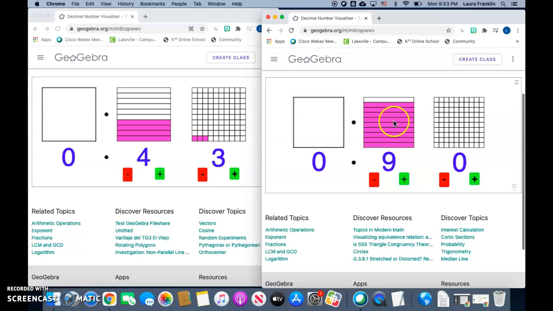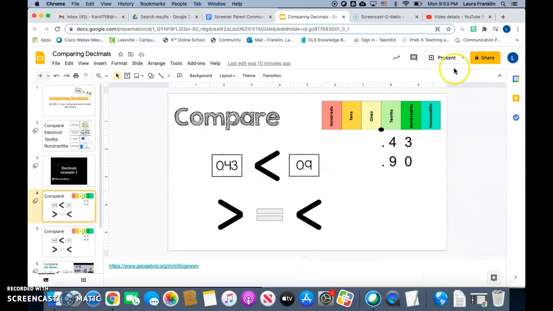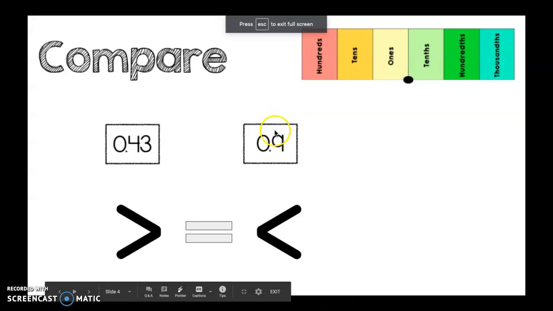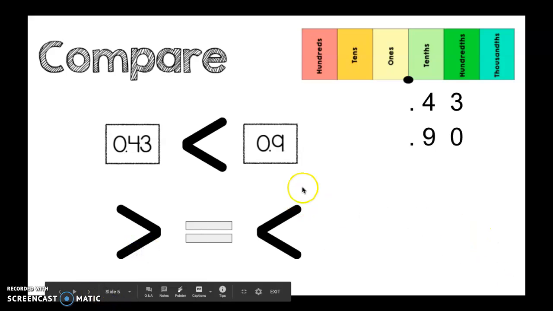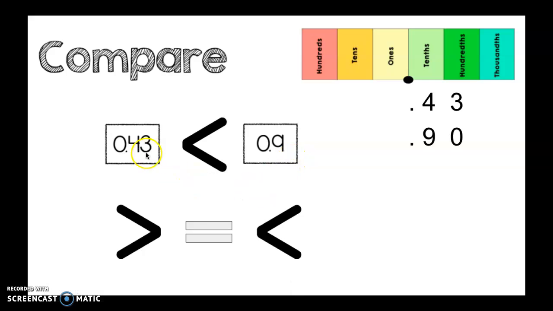You can see our tenths have greater value, our hundredths have less, and if we had thousands, that value would be even less. As we move to the right in our number, the smaller the value that place value holds. So using this visualization, along with our visualization here, you can see that 9 tenths is greater than 43 hundredths.